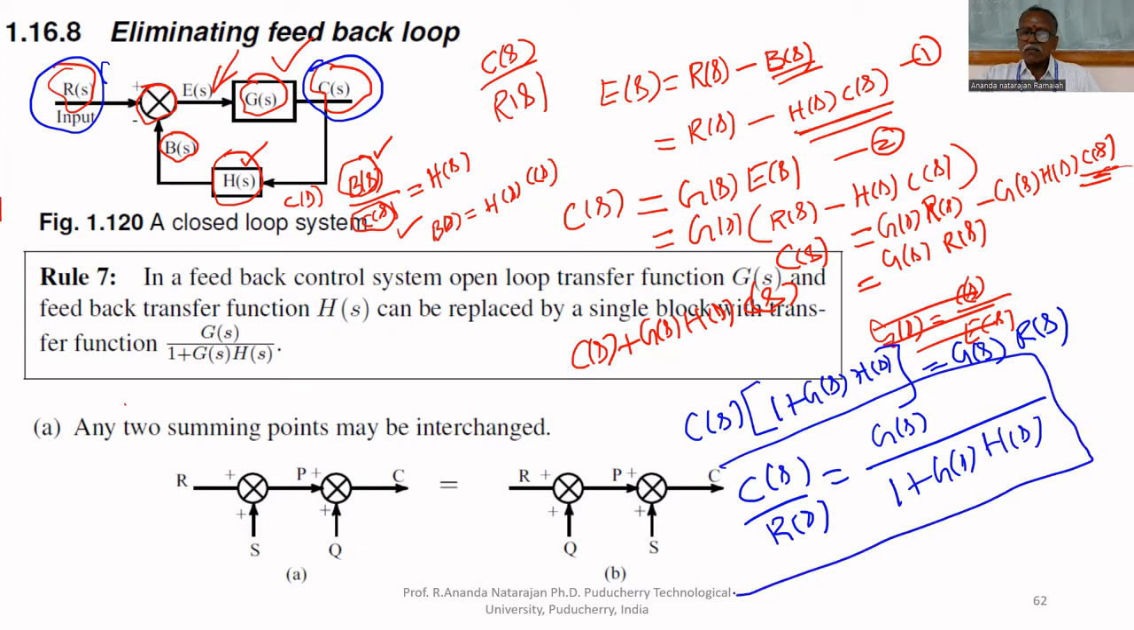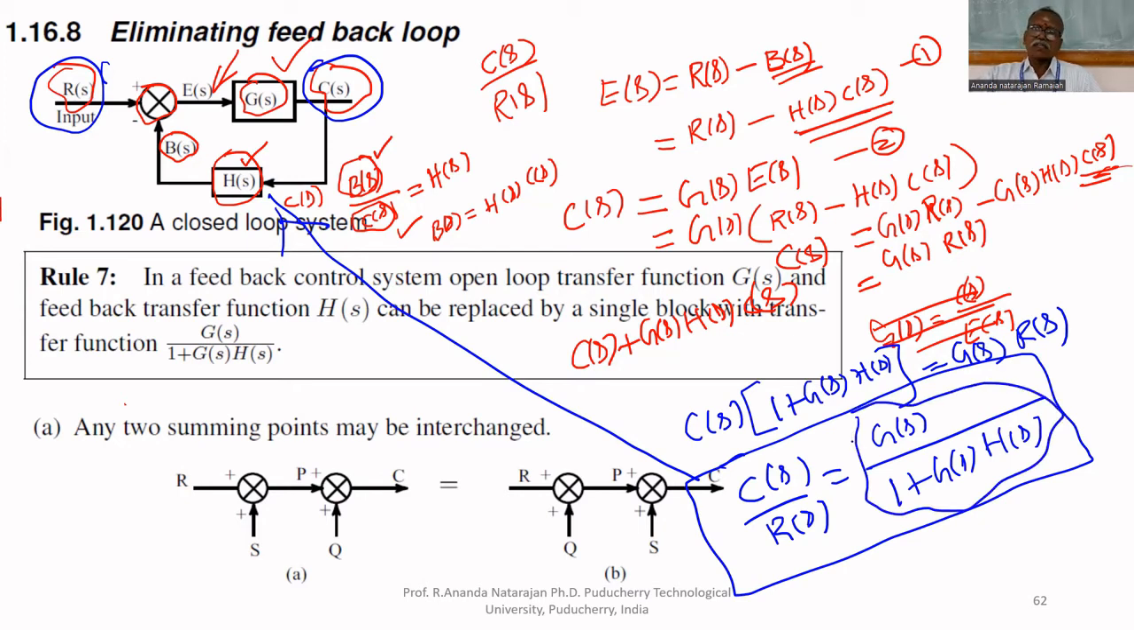Therefore, C of S upon R of S equal to, if this is the block diagram, it consists of two blocks like this, means this can be simplified like this: G of S upon 1 plus G of S, H of S. So here what we did is, this is the feedback signal that is removed. And we got a simple transfer function G of S upon 1 plus G of S, H of S.